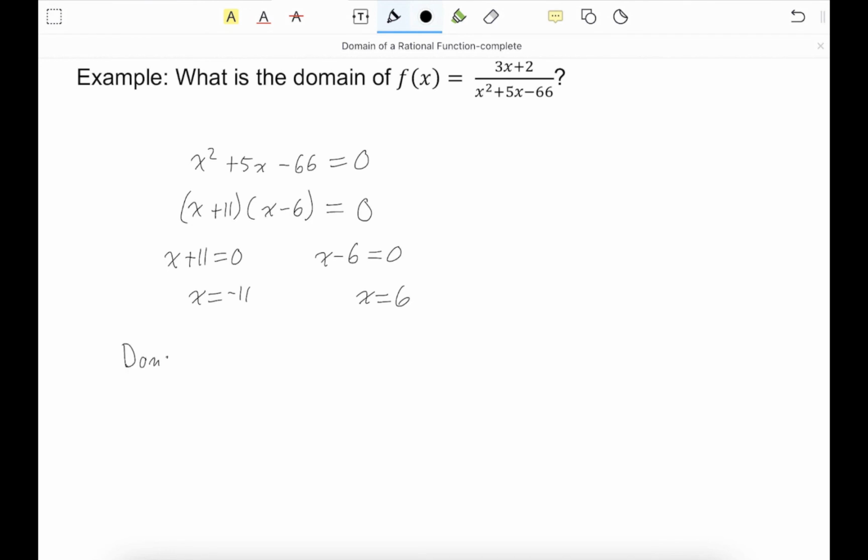I'll say the domain is all real numbers except negative 11 and 6. In interval notation, I go from negative infinity up to negative 11, then from negative 11 to 6, and then from 6 to infinity.